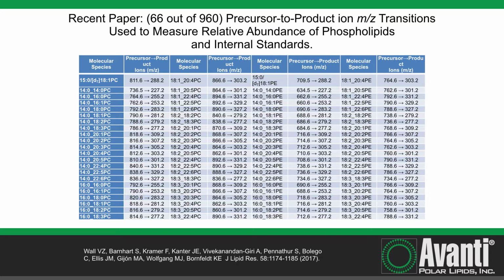The very first entry is an internal standard. Here's the internal standard, a PC, which has a deuterium labeled 18:1 in it. This is from Avanti, and you can see we can specifically measure that transition by looking at the formation of 288 from 11.6. So you have tables of these things.